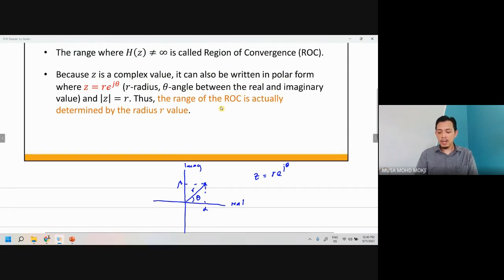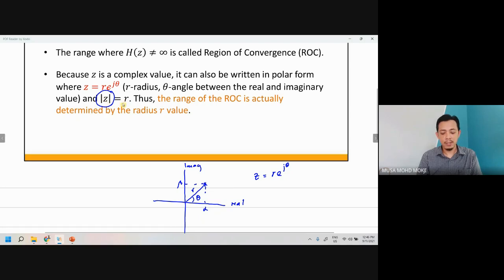So thus, the range of the ROC is actually determined by the radius r. We have now this one, which is the r. Because for z, we can look at this. We have that absolute value notation. What is this? This is actually the magnitude. The magnitude is r. So how do you get r? Real squared plus imaginary squared, square root. Okay, so everything becomes a positive value. So this is what we get.